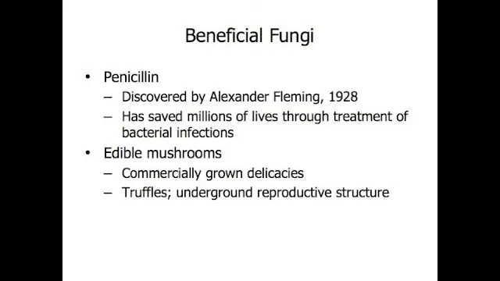Other examples of beneficial fungi are gastronomic delicacies. Commercially grown portobello and shiitake mushrooms, for example, command high prices. Truffles, the underground reproductive structure of a particular group of fungi, can sell for as much as $3,500 a pound. Because truffles grow underground, there is nothing on the surface to indicate their presence, but truffle hunters can use trained pigs or dogs to locate them by scent.